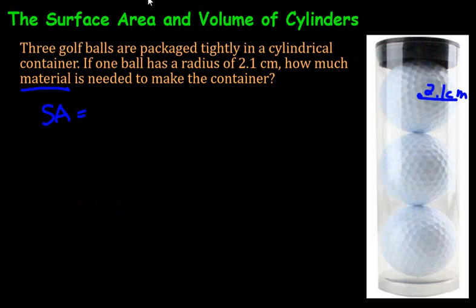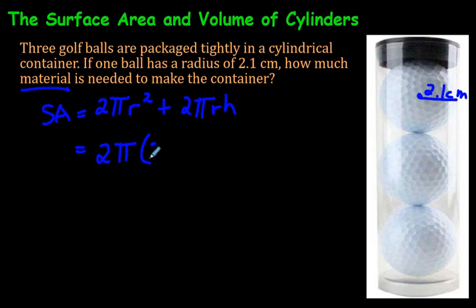2 pi r squared. At least we have lots of room here. Plus 2 pi RH. Okay, we have lots of room now. So 2, and I'm just going to write pi there because we know it's 3.14. The radius is 2.1 squared plus 2 pi. Again, we have 2.1 centimeters.